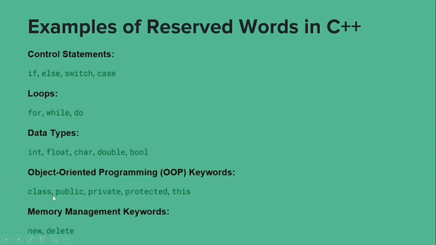Loop, data types, object-oriented programming, and memory management keywords. These types of words we cannot use as a variable name. It shows an error if we use them as a variable name. Like if we have declared that string name is equal to Ali, and then we write string if is equal to Ali, it should not work.